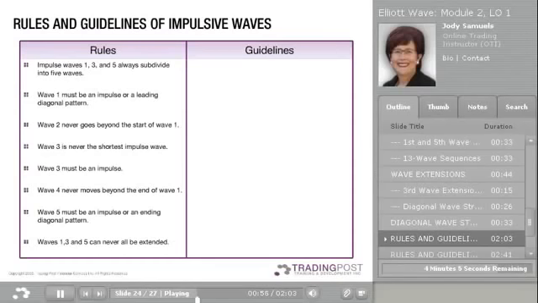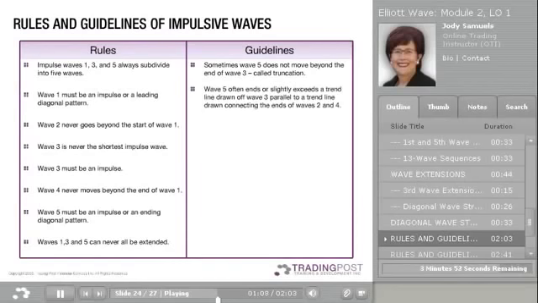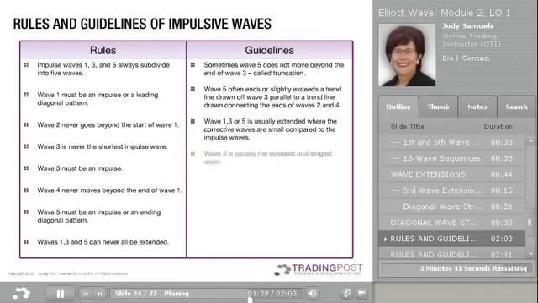And now for some guidelines. 1. Sometimes wave 5 does not move beyond the end of wave 3. This is called truncation. 2. Wave 5 often ends or slightly exceeds a trend line drawn off wave 3 parallel to a trend line drawn connecting the ends of waves 2 and 4. 3. Wave 1, 3, or 5 is usually extended, where the corrective waves are small compared to the impulse waves. 4. Wave 3 is usually the steepest and longest wave.